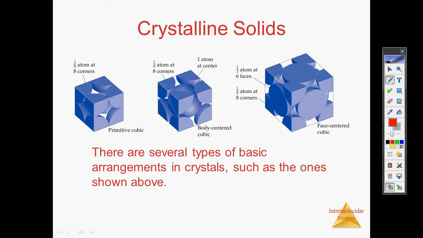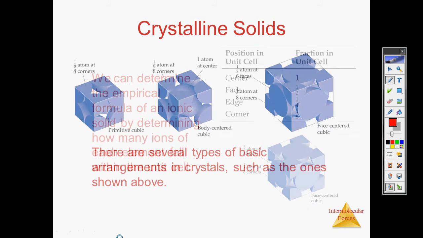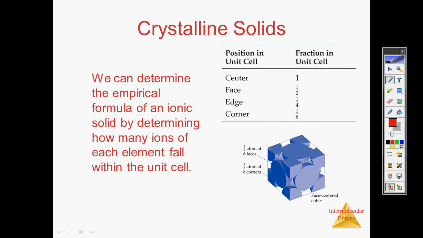There are several types of arrangements in crystals, such as the one shown above. There's the primitive cubic, and there's the body centered, and the face centered, which just shows a face at each part of the cube. I would love it if you saw a picture and could identify it, but I think it'd be very rare that it would happen. Determine the empirical formula of many ions, each element falling within the unit cell. Don't worry about that.